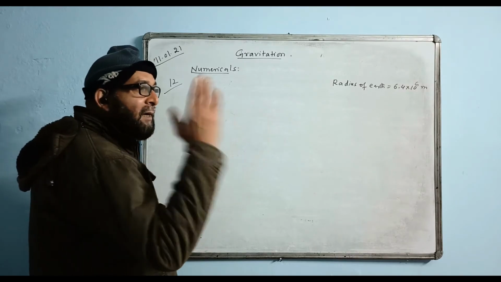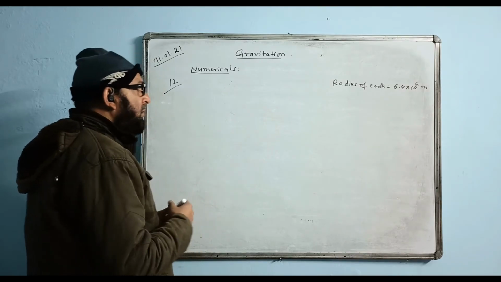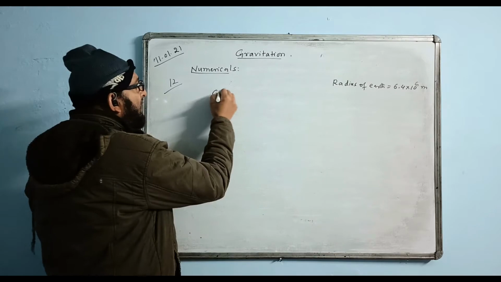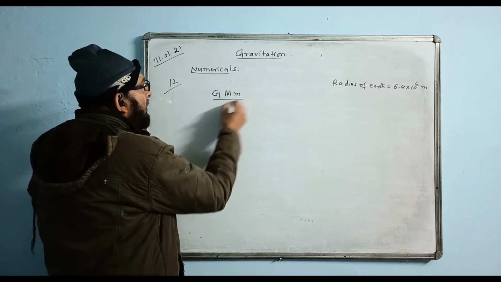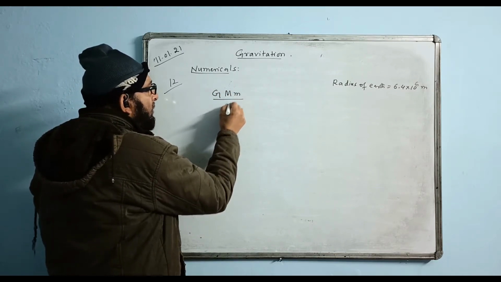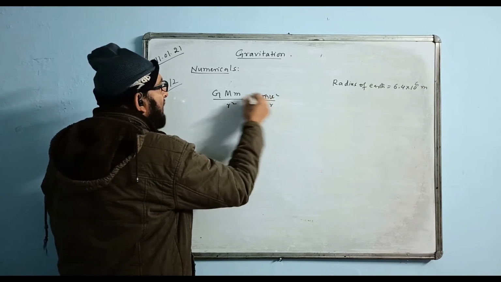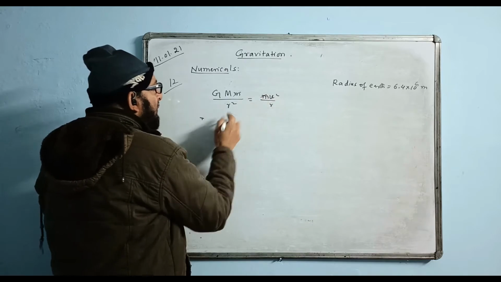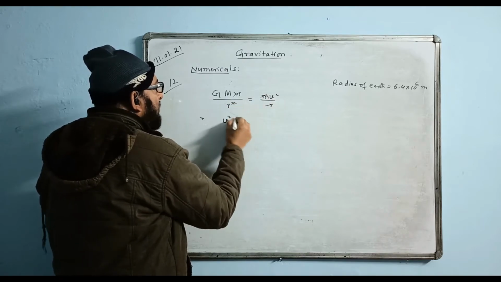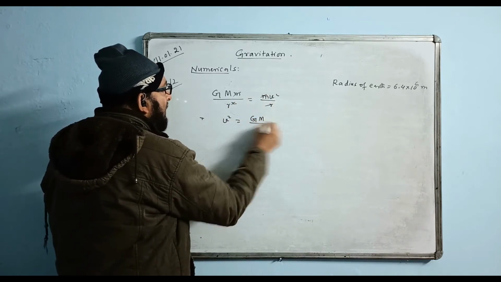Again, the question talks about a satellite revolving around the earth. That means we will equate G M m by R square equal to m v square by R. The m cancels. V square value comes as G M by R, small r.